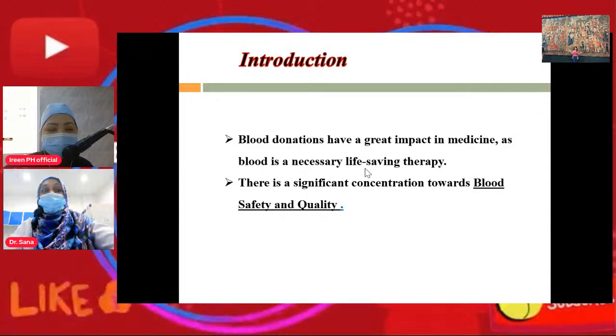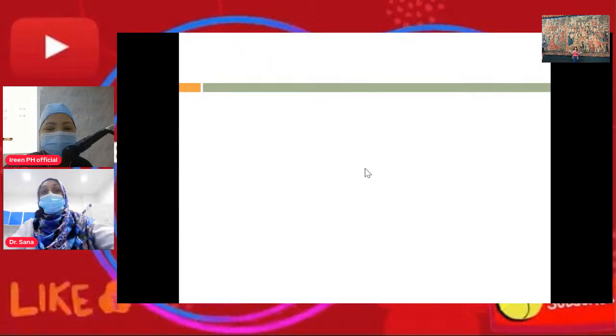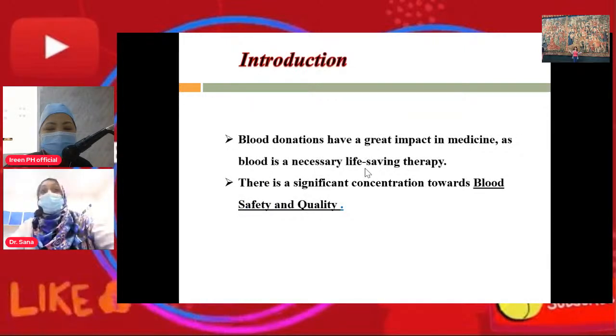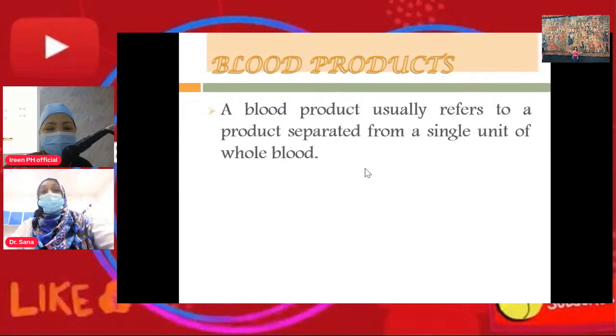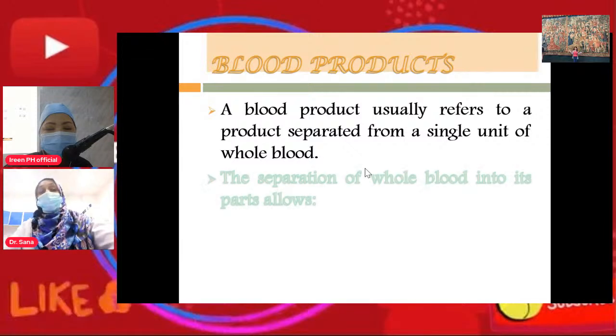As blood is a necessary life-saving therapy, there is a significant concentration towards blood products. A blood product usually refers to a product separated from a single unit of whole blood. We know that blood consists of several components.